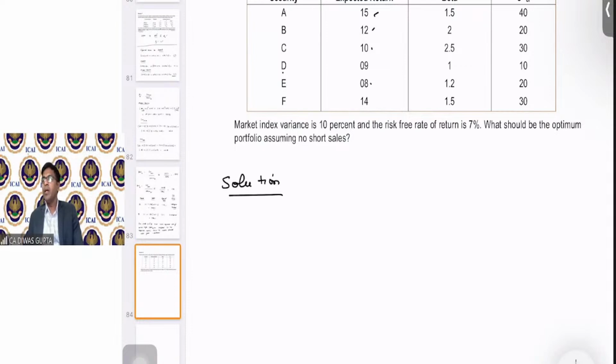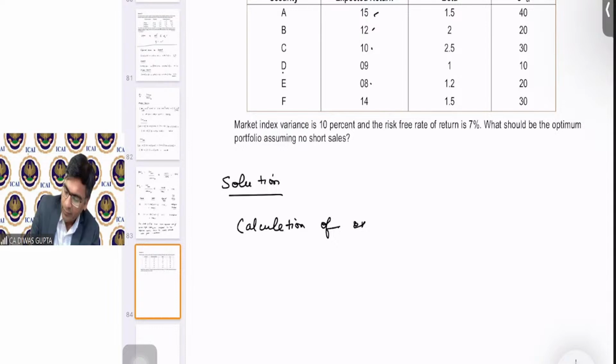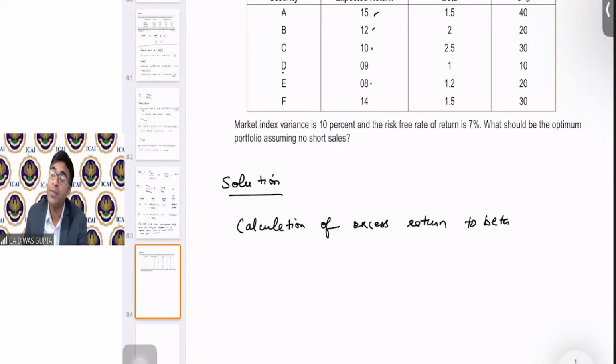Solution. So students, first of all, you have to calculate the Treynor's ratio for each security. The first step is to calculate Treynor's ratio for each security, which is the calculation of excess return to beta. Correct? Excess return to beta is Treynor's ratio. What is Sharpe's ratio? Excess return to standard deviation. Correct?